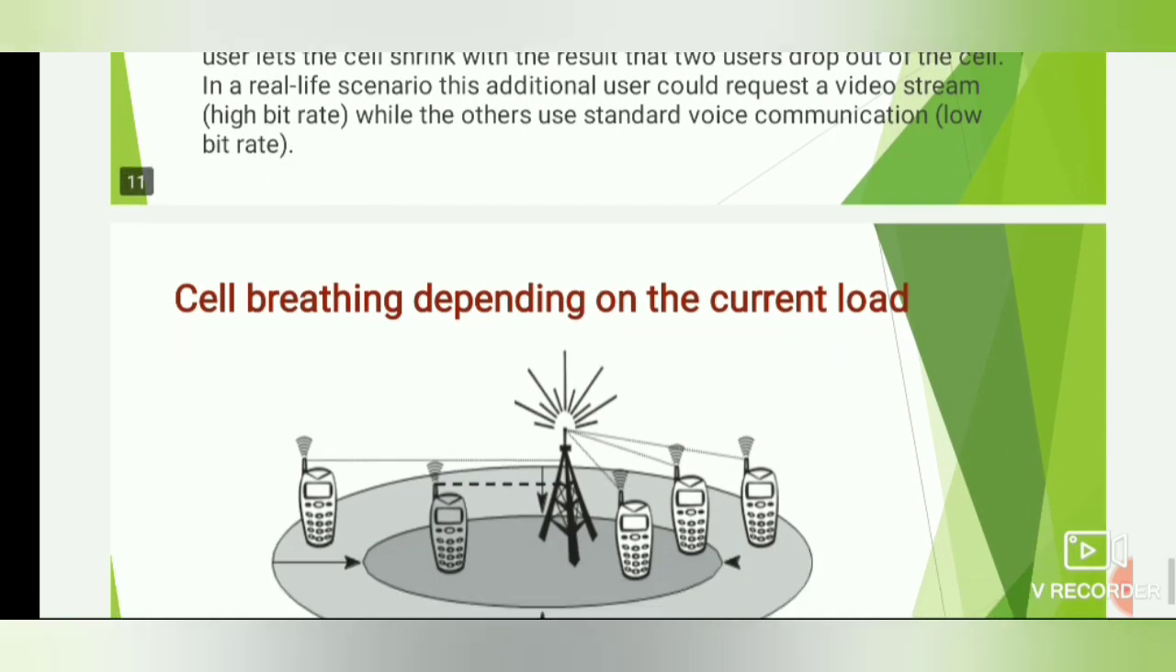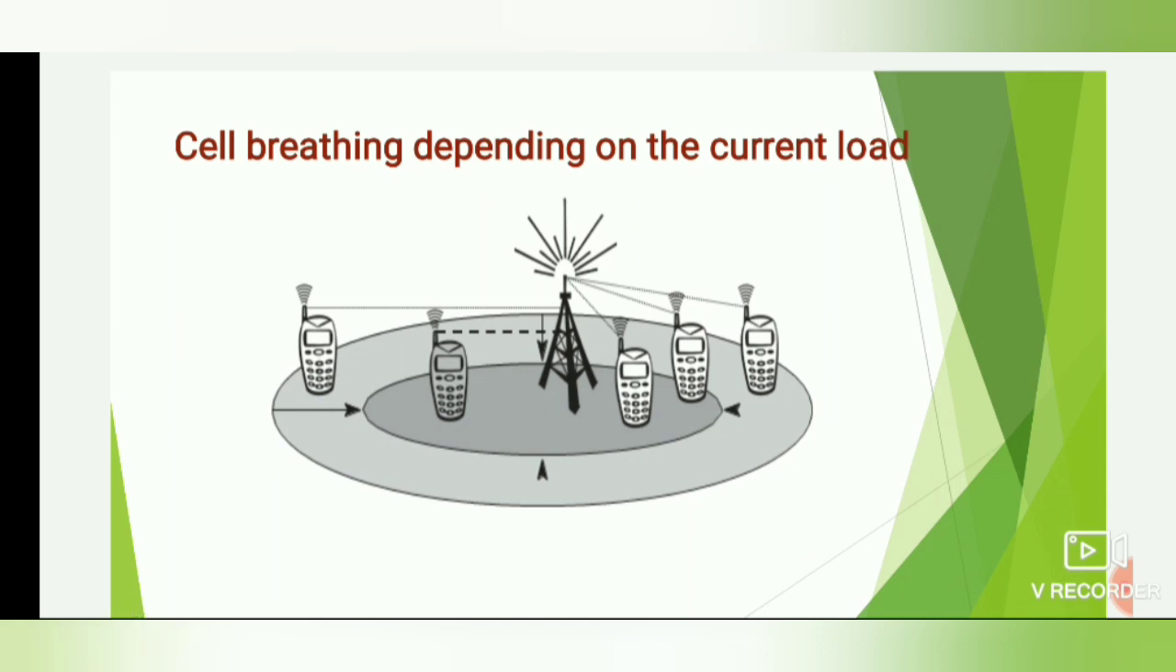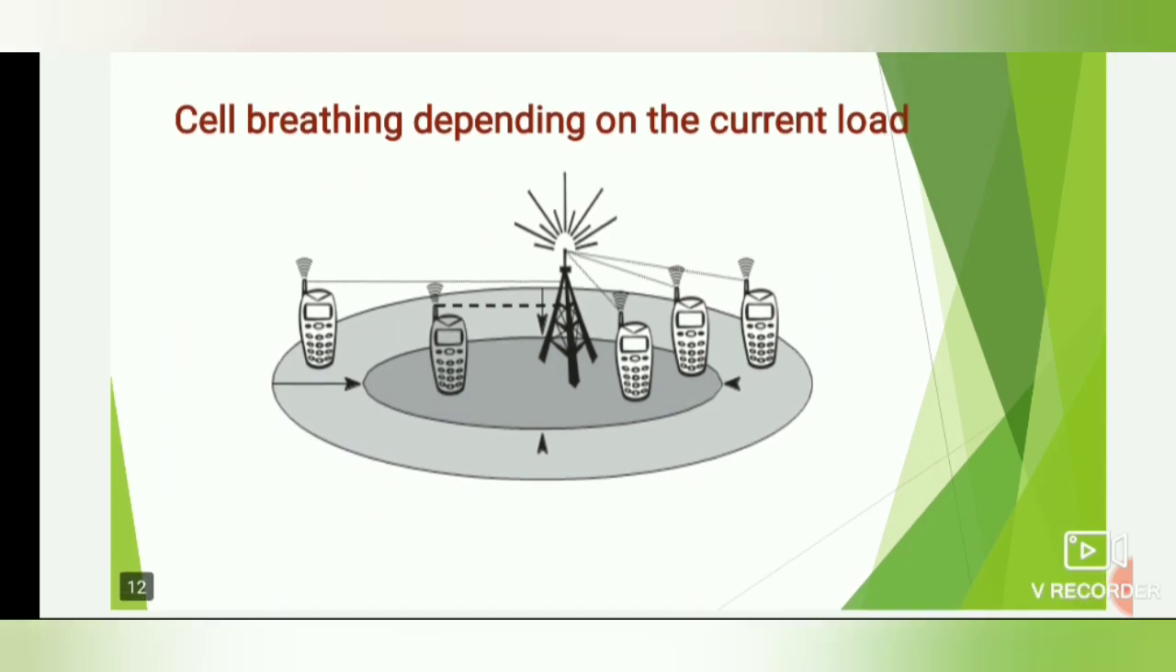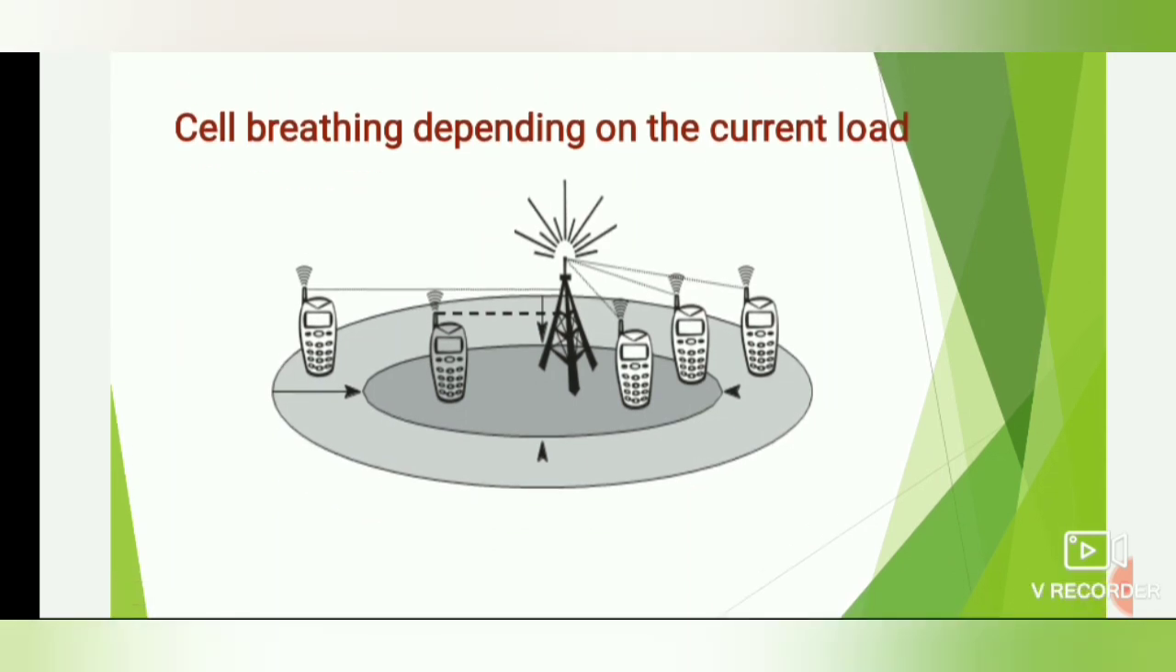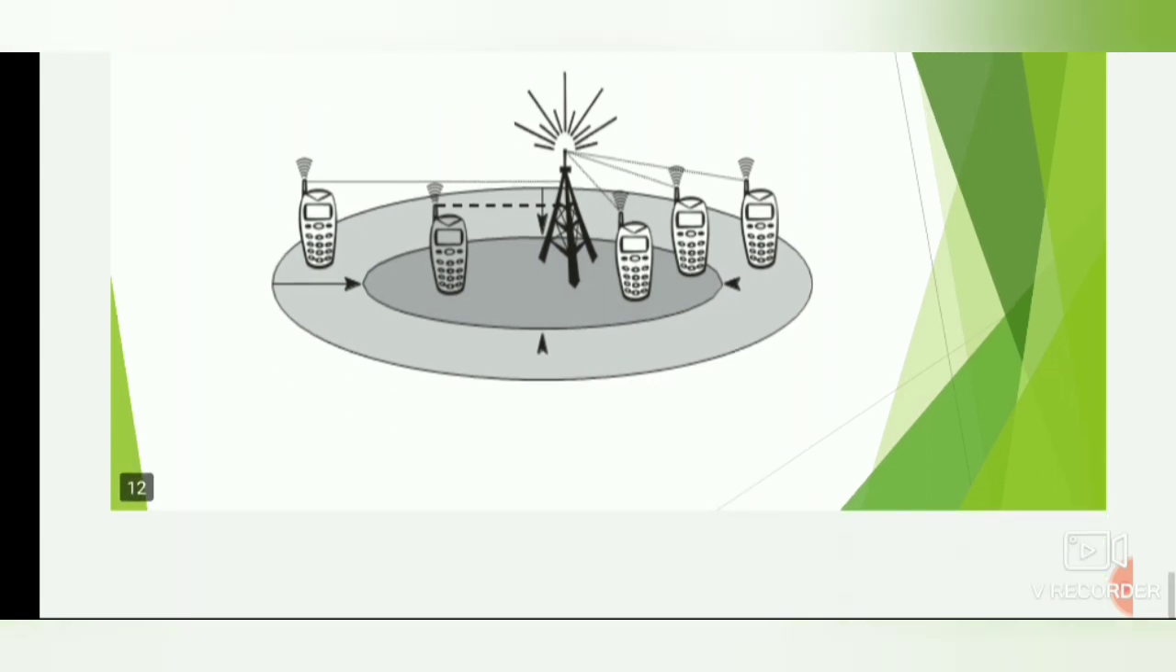The cell breathing is shown in the figure. This is a base station and all the others are mobile stations which communicate with the base station. When this mobile station moves away from the base station, there may be a weak signal, and because of that it may cause a call drop. That is shown in the figure. The cells in the outer cell radii may drop out of the call. That is cell breathing.